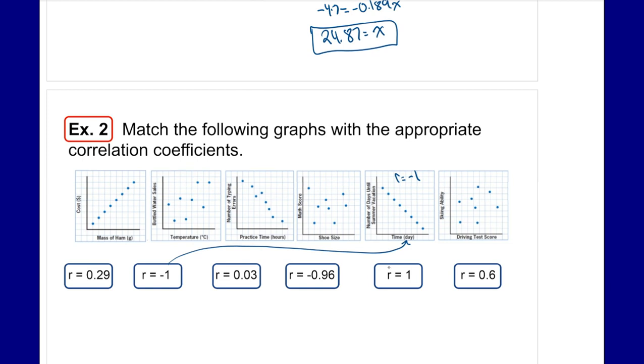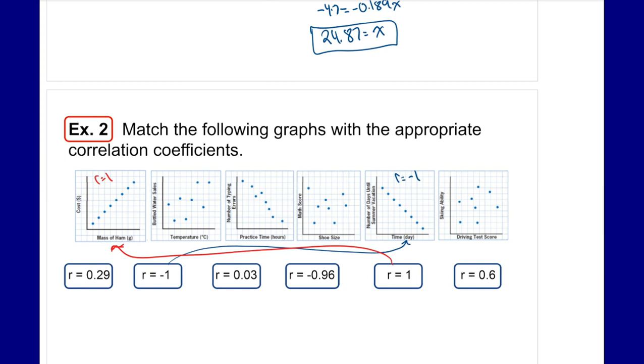The next one might be this one, the mass of ham versus the cost. Right, a positive relationship, the data lines up in a perfectly straight line, so that means R equals 1. Now if we try to find other relationships, we can look at the R values. We could look for the higher R values, and then attach them to scatter plots that look very similar to straight lines.